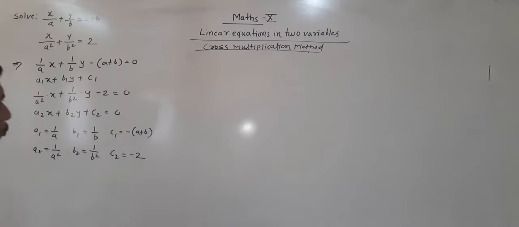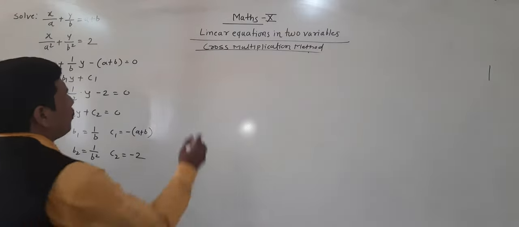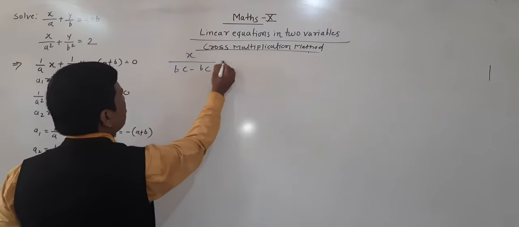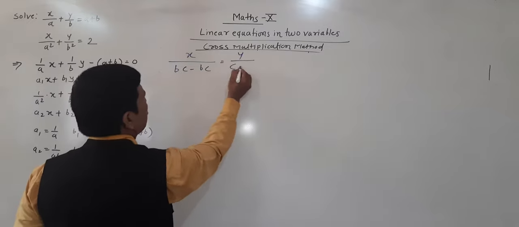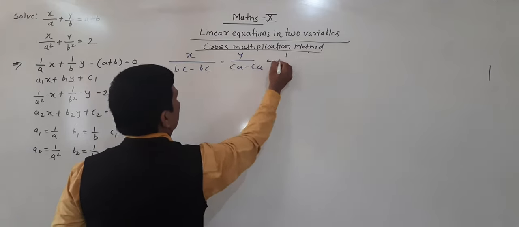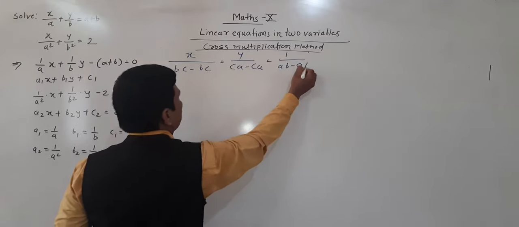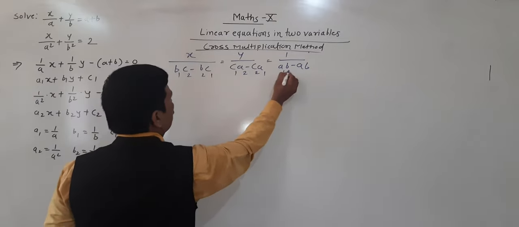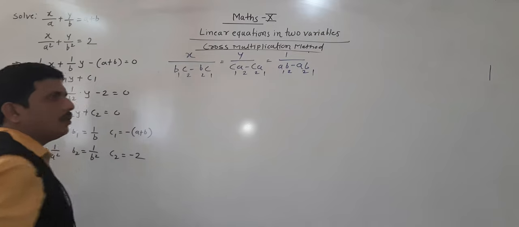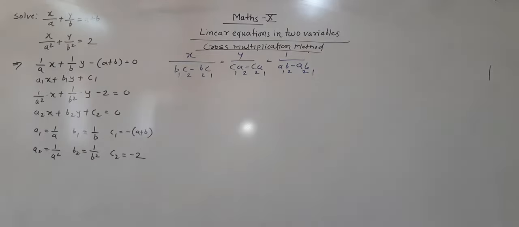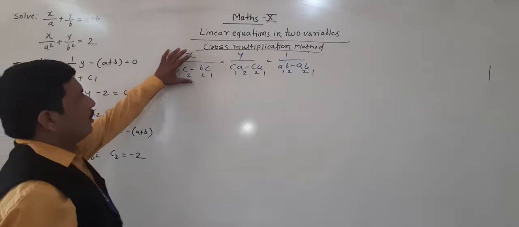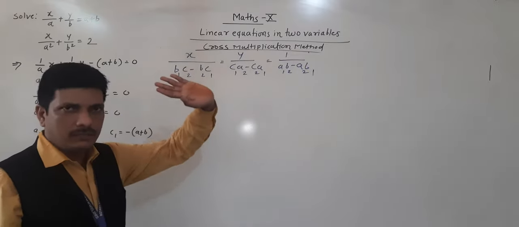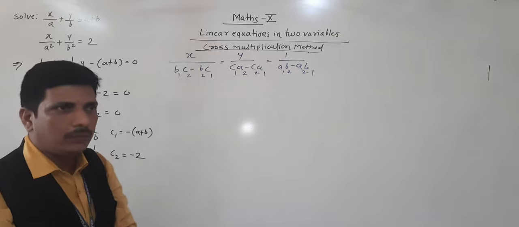Now we will write the formula. What is our formula? x upon (b1c2 minus b2c1) is equal to y upon (c1a2 minus c2a1) is equal to 1 upon (a1b2 minus a2b1). So this is the required formula. Now we will solve the x term first, then the y term, and then this term, and then we will equate them. That will be better.